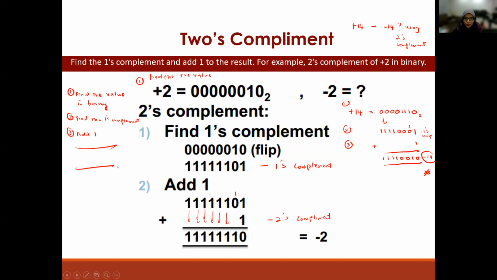So that's all for 2.3, sign number representation. We have 3 representations of sign numbers. The first one is sign magnitude. Number 2 is 1's complement, where we need to inverse each bit. Number 3 is 2's complement.